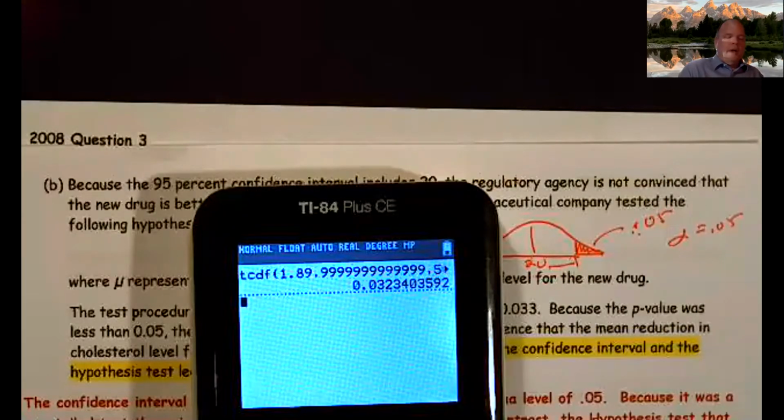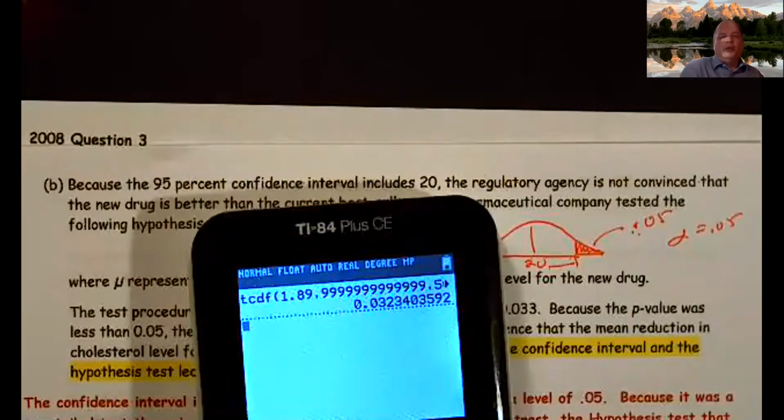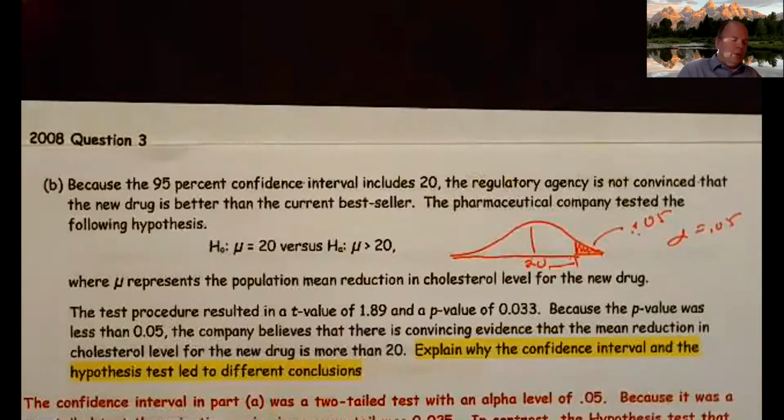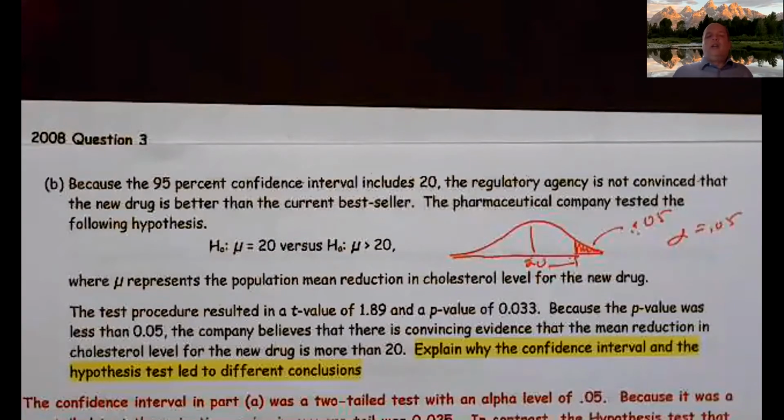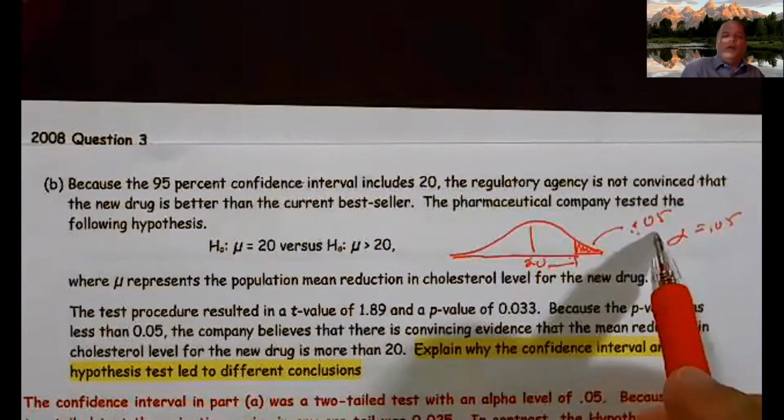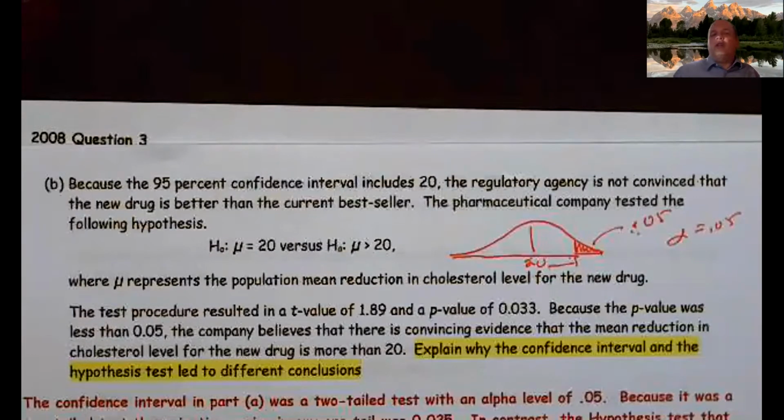And so there we go, 0.033. Now I know that there's a little bit of rounding differences between the two, but this was done correctly. All right, so that calculates the p-value, and they ask, would I reject? Well, yeah, 0.033 is less than 0.05, so we reject. There's sufficient evidence to say that the true mean reduction in cholesterol for the new drug is greater than 20.